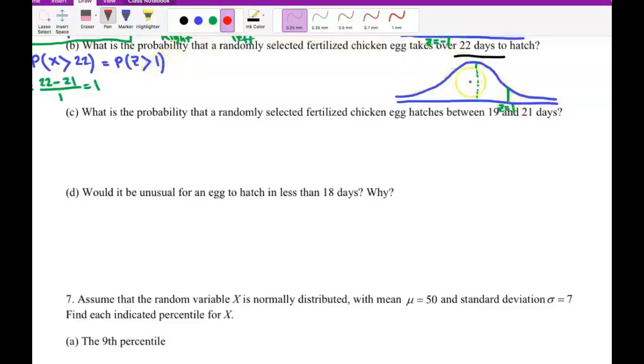And since we have greater than, we need to find the area to the right of z. Since we have the area to the right, we need to subtract. So the area for this part is equal to 1 minus the area to the left.